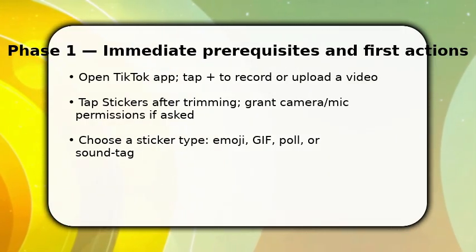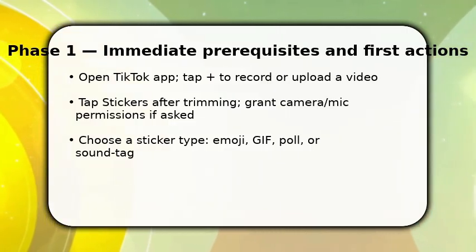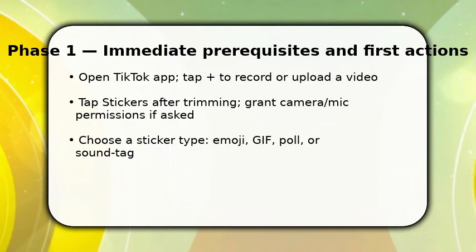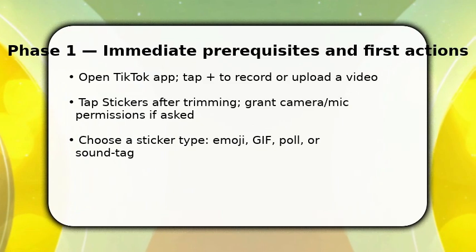Pick a sticker type: emoji, GIF, poll, or link. Once done, you'll see stickers overlaid on the video. This first step sets up placement and timing for everything that follows, so be precise.